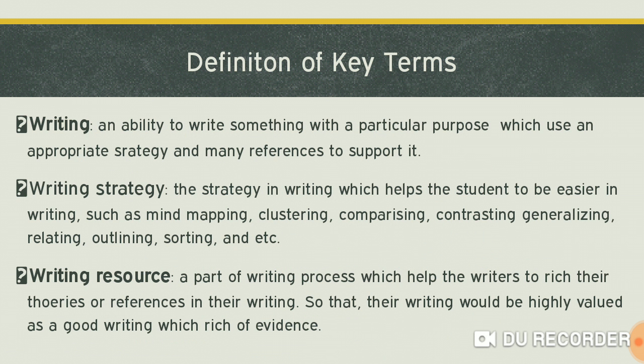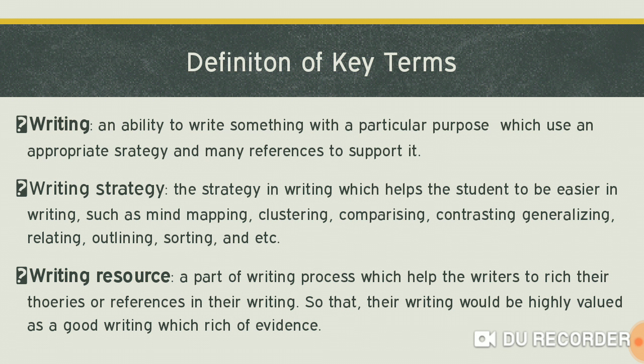And the next, the definition of key terms. The first is writing. This research defines writing as an ability to write something with a particular purpose, which use an appropriate strategy and many references to support it. The next, the writing strategy is the part of writing which helps the student to be easier in writing, such as mind mapping, clustering, comparing, contrasting, generalizing, relating, outlining, sorting, and etc.